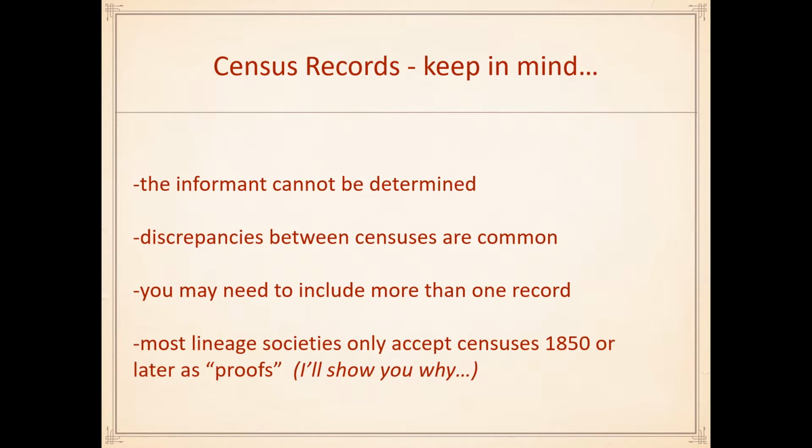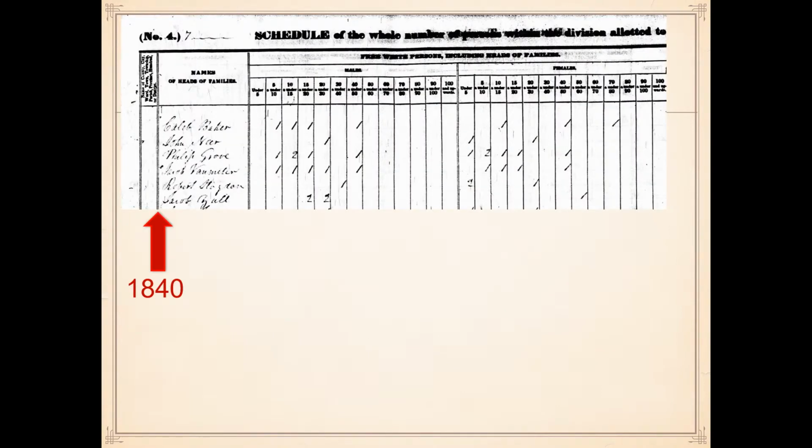In general, most lineage societies will only accept census records 1850 or later as what they loosely call proofs, and I'll show you why. This is an 1840 census record.